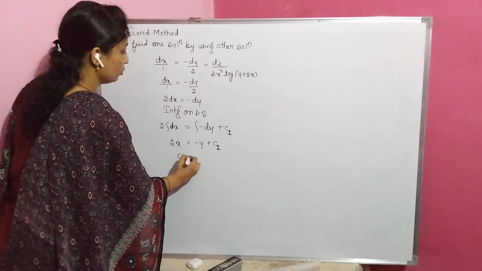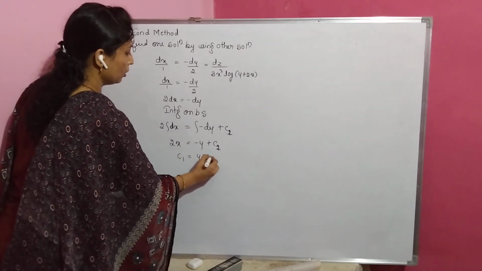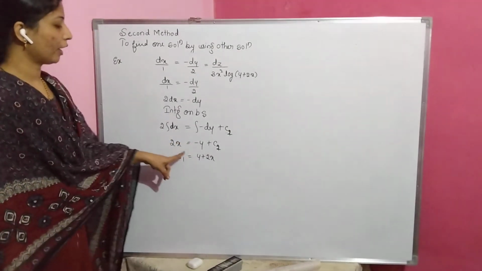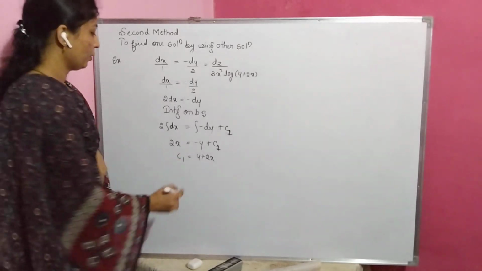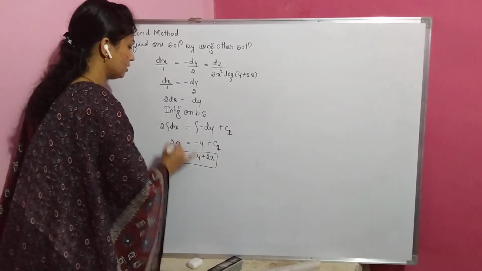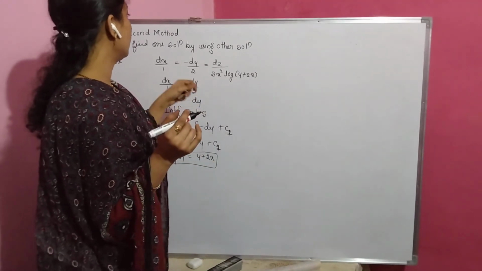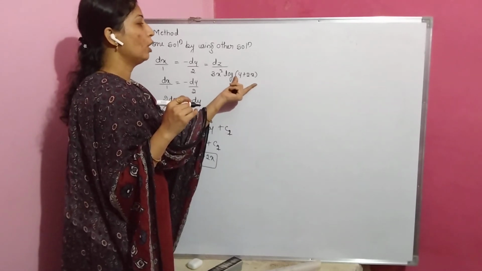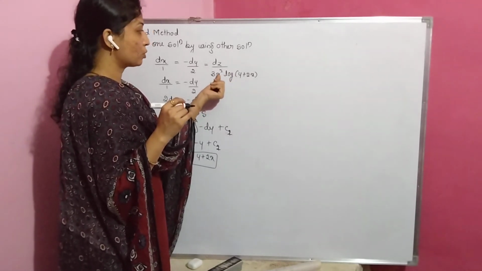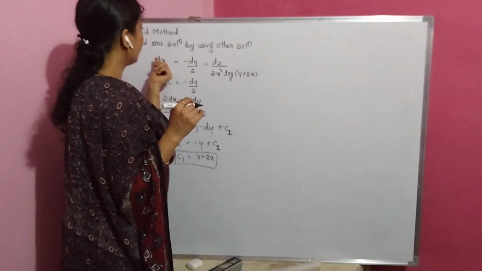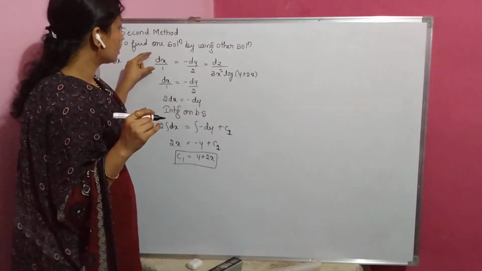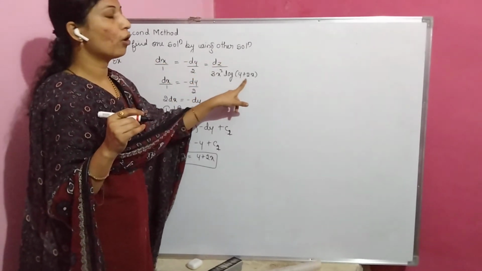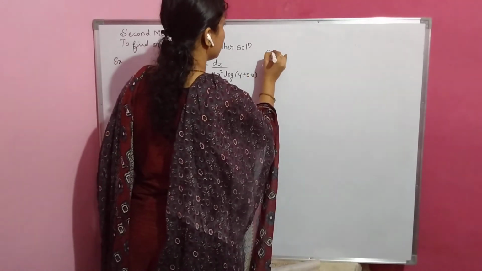Then c1 is equal to y plus 2x. Bring this y to the LHS, then minus y becomes plus y. So I can write the first term as y plus 2x. So c1 is nothing but y plus 2x. Then next we have to consider the first and third pair, because here we have 3x square log of y plus 2x. So the term x square can be integrated with respect to x. So we have to consider the term dx divided by 1 is equal to dz divided by 3x square log of y plus 2x.